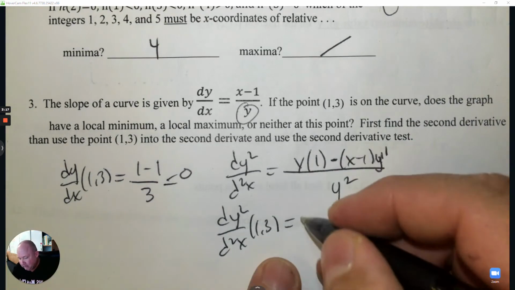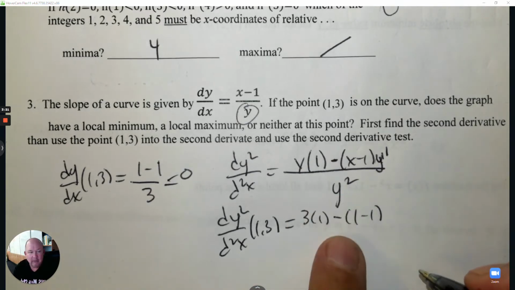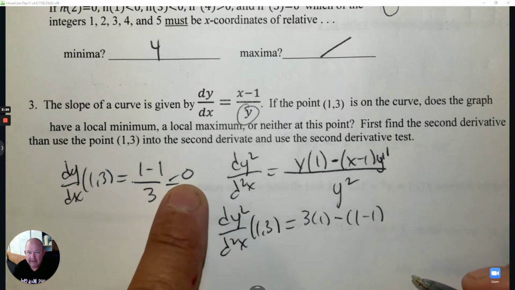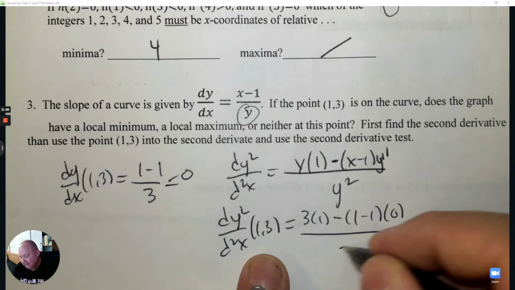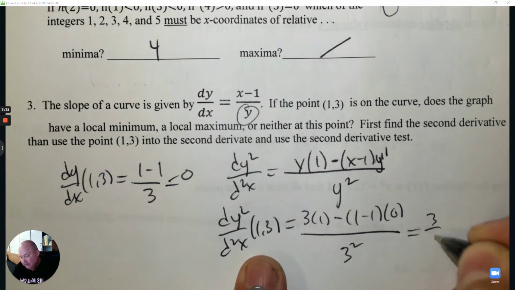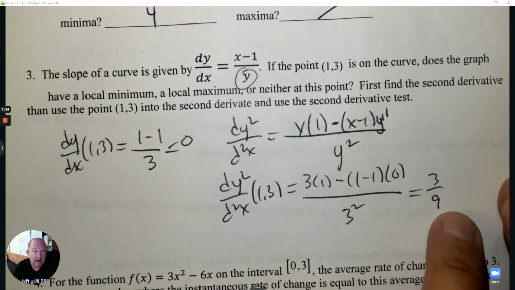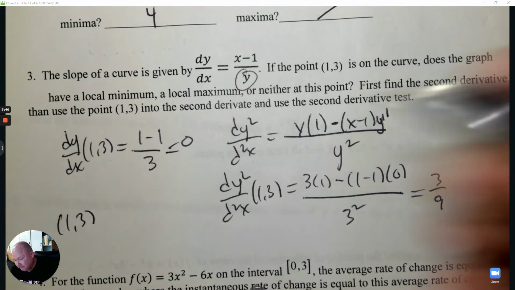If it's negative, that means it's concave down, which means it's a maximum. So for the y coordinate, I plug in 3. For the x, I plug in 1. Y prime, well, the derivative at 1, 3, the answer is 0. So I can actually plug in 0 there. And again, the y value is 3. So that when I simplify it, I can see that the second derivative is positive. So that means at 1, 3 is a maximum.